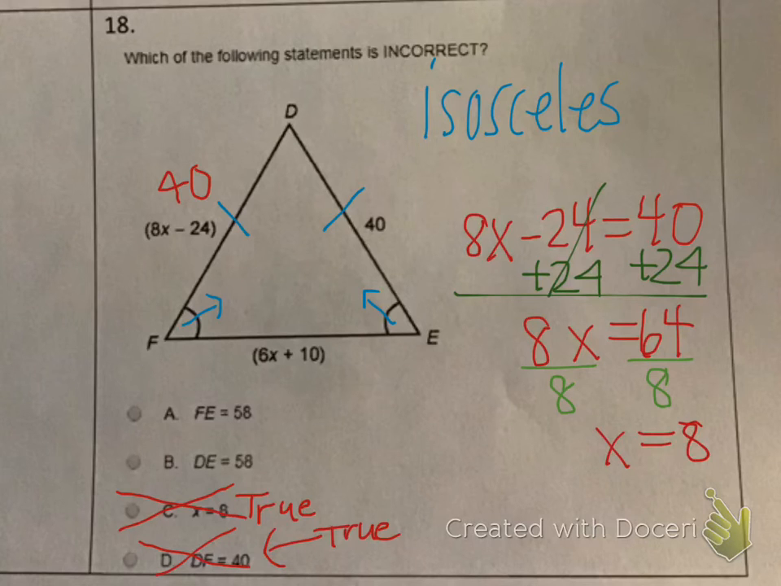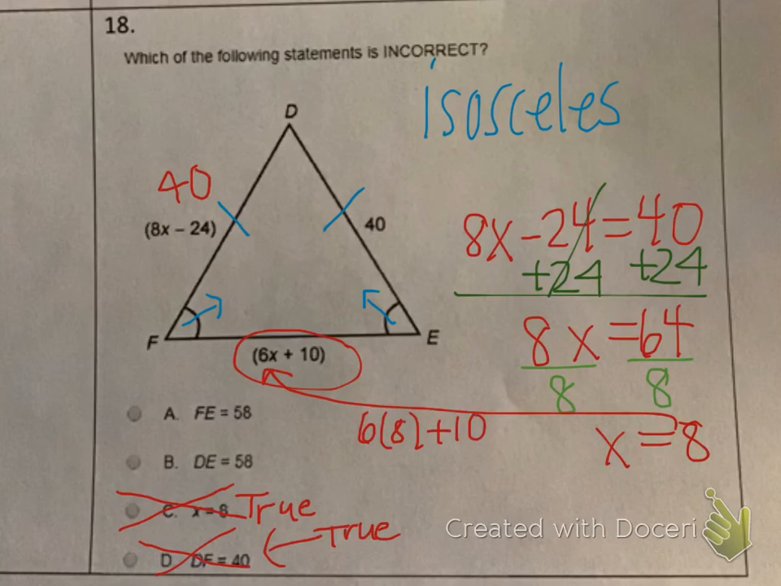It suggests in answer choice A that FE is 58 units. If I look at FE, I notice that it's an expression, 6x plus 10, but I already know what x is equal to, so I could just plug it in. So 6 times 8 plus 10 would be 48 plus 10, which is 58. So again, we have another true statement, so that cannot be selected.